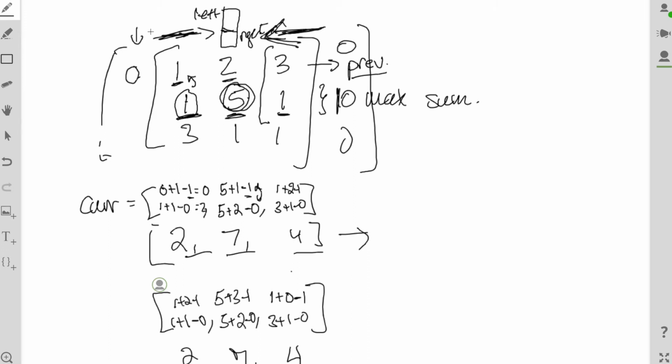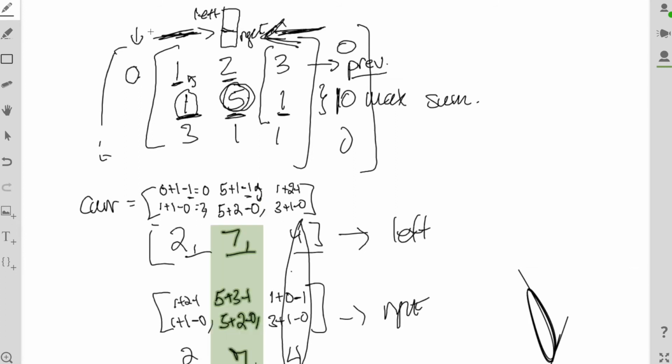So in both cases, this is left, and this is right. If we take the max of these values here, then we have our max row, the maximum solution for a row, a matrix that has just these first two columns. So it would be 2, 7, 4.